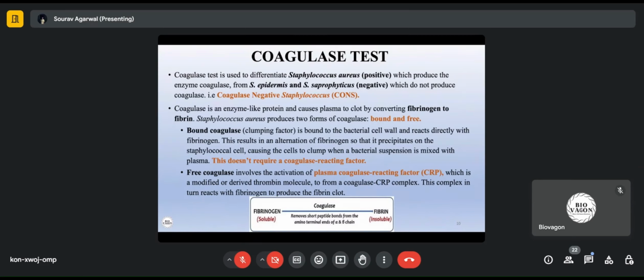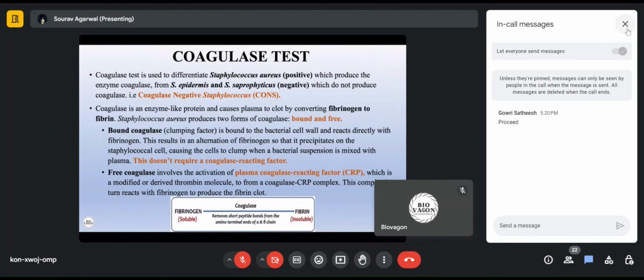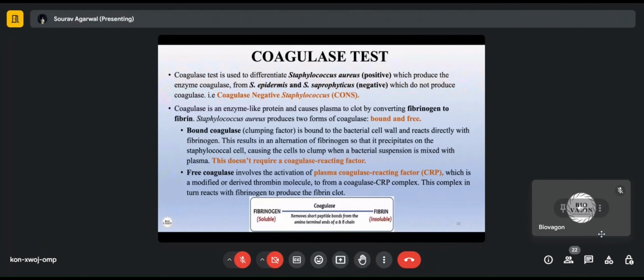Still no response. Okay, so we are going to be positive and say that we are understanding the explanation that we are giving for each test. So we'll proceed with the coagulase test.